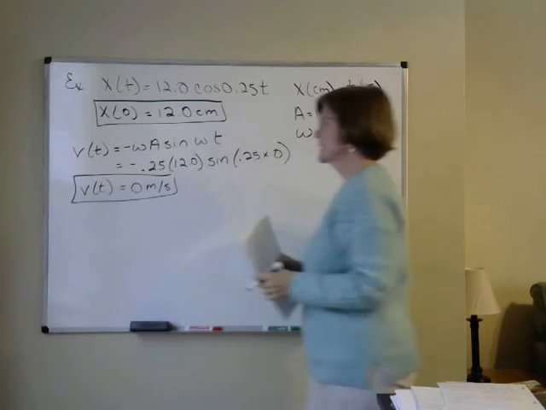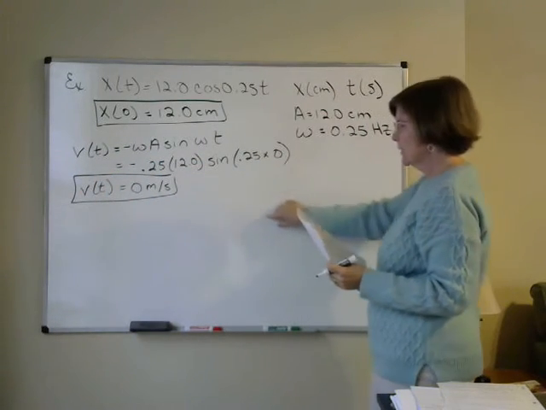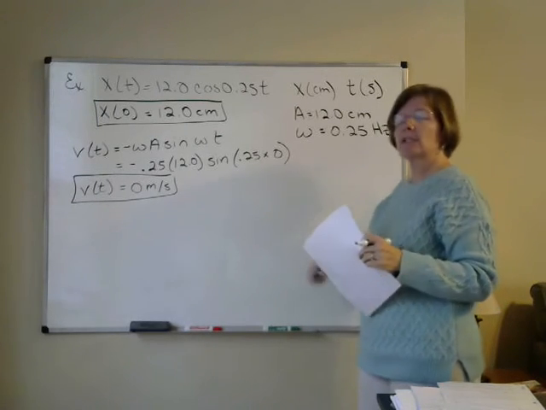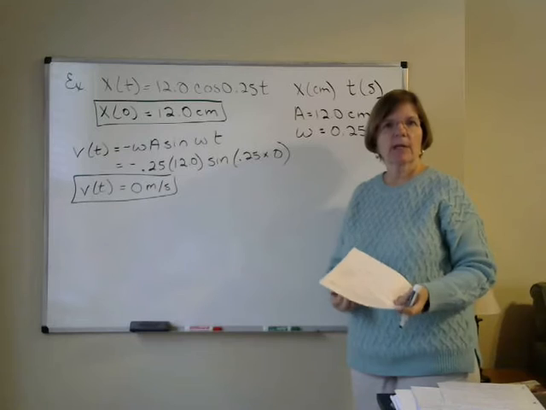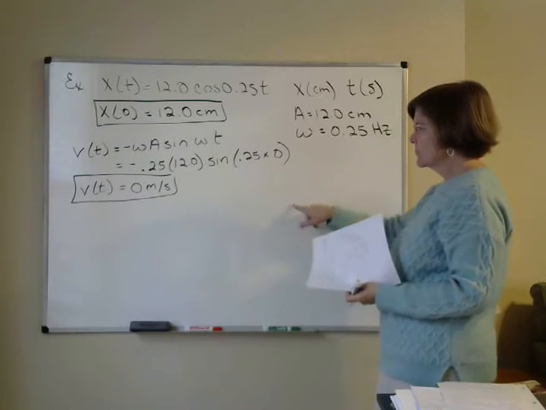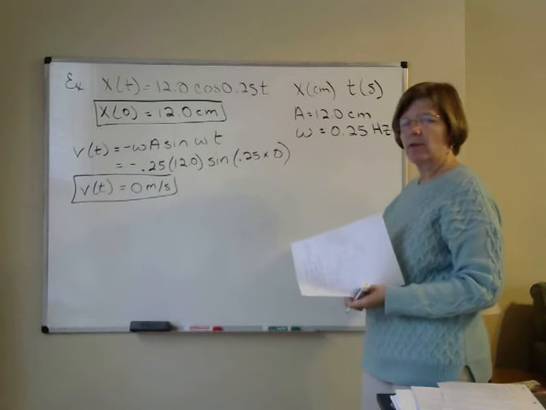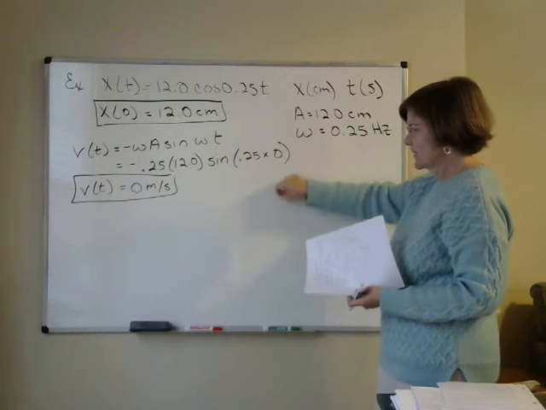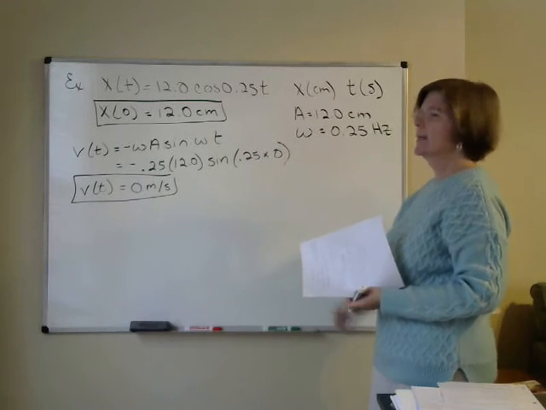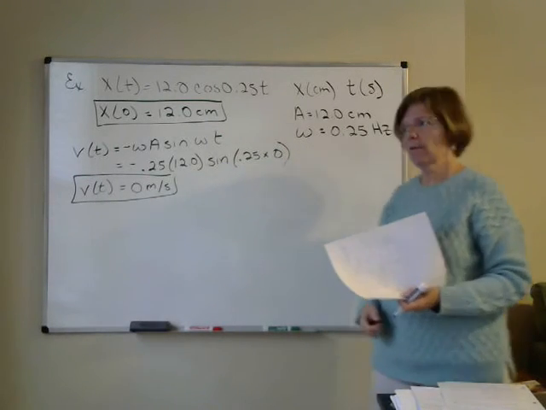That makes sense, because if we pull it out 12 centimeters from equilibrium, when we release it, its initial velocity is going to be 0. It will have a force on it, it will be accelerating right away, but it will start with a velocity of 0. Or if you think of a spring mass, if we pull it up from equilibrium and let it go, it's going to start with a velocity of 0.